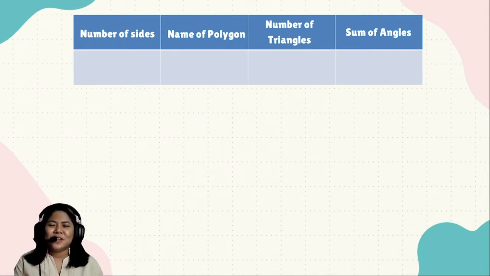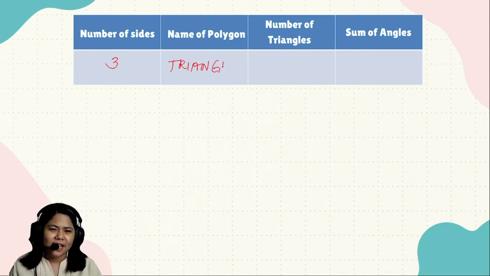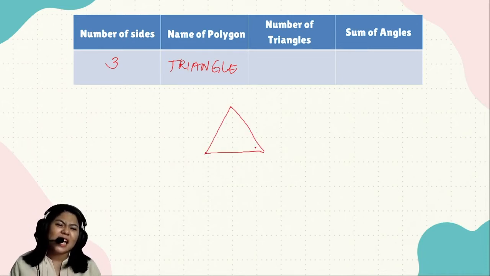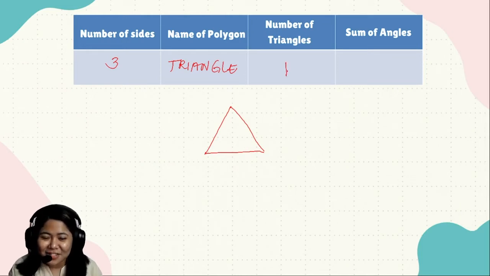Let's start! So, dito sa table ko, may mga isusulat si teacher. Then, just type in the correct answer. Simulan natin. Number of sides. Let's say I have a polygon with 3 sides. Anong tawag doon? How do you call a 3-sided polygon? All right, if you answered triangle, that is correct. So, a 3-sided polygon is a triangle. So, if I have a triangle, ilang triangles ang pwedeng mabuo sa isang triangle? The answer is 1.